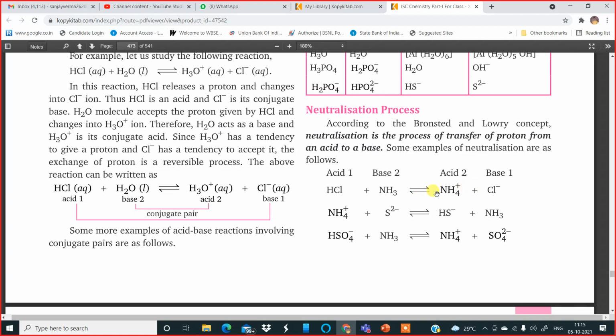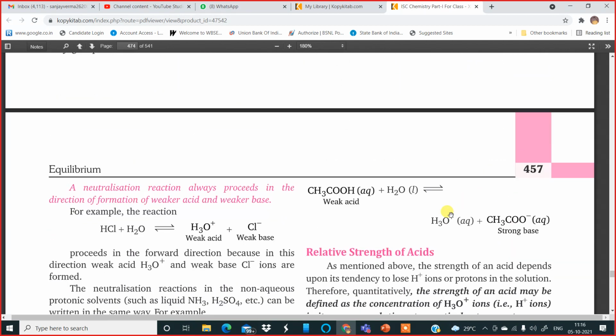Now some examples are here. Hydrochloric acid with the bases ammonium ion, sulfide ion, bisulfate ion, ammonia, forming ammonium sulfate salt, ammonium chloride salt. Then a neutralization reaction always proceeds in the direction of formation of a weaker acid and a weaker base. So whenever a neutralization reaction happens, the acid formed is weak and the base formed is also weak. This reaction proceeds in the forward direction because in this direction a weak acid, hydronium ion, and a weak base, Cl minus ions, are formed.